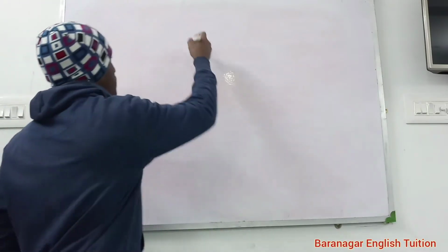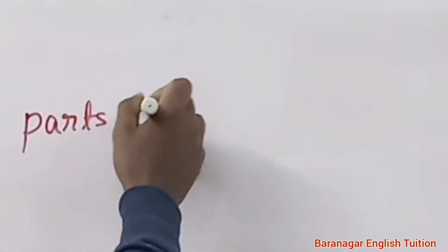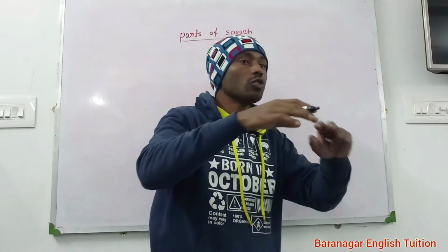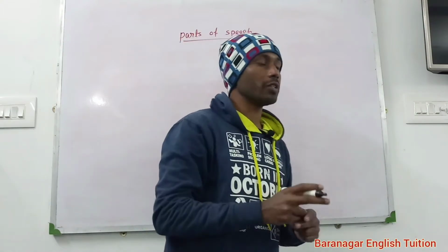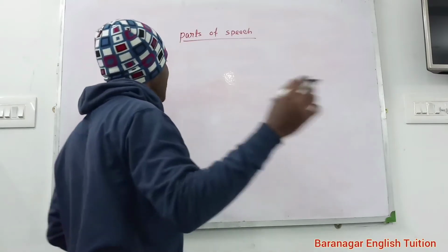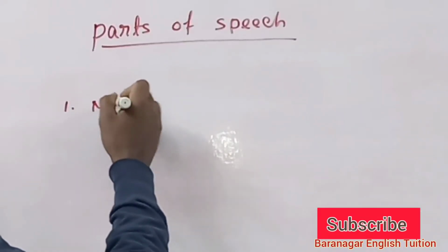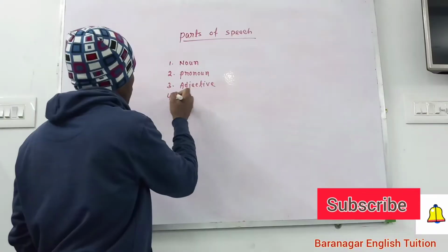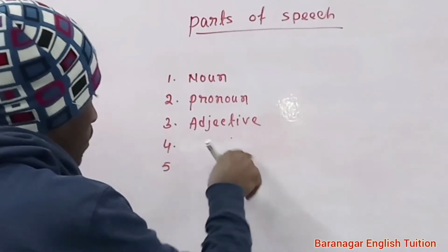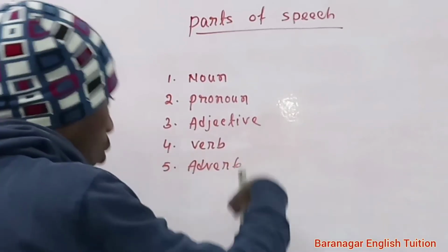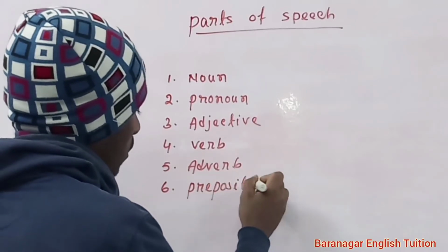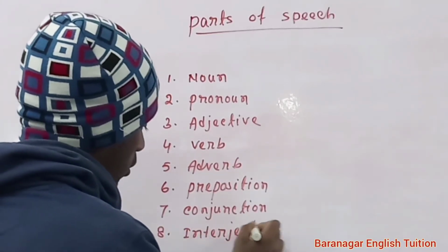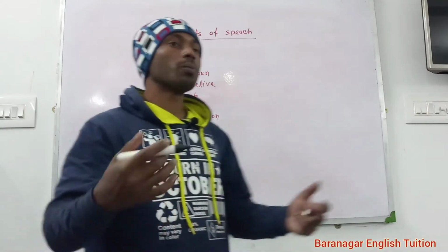Okay, so parts of speech. As I have already told you, parts means the different parts in your speech. In that way, if you divide it, there are 8 types of parts of speech. Number 1, noun. Number 2, pronoun. Number 3, adjective. Number 4, verb. Sorry, first write verb, so it will be easy to understand. Now number 5, adverb, I'm going in order. Number 6, preposition, number 7, conjunction, and number 8, interjection. All right, so these are the 8 types of parts of speech.